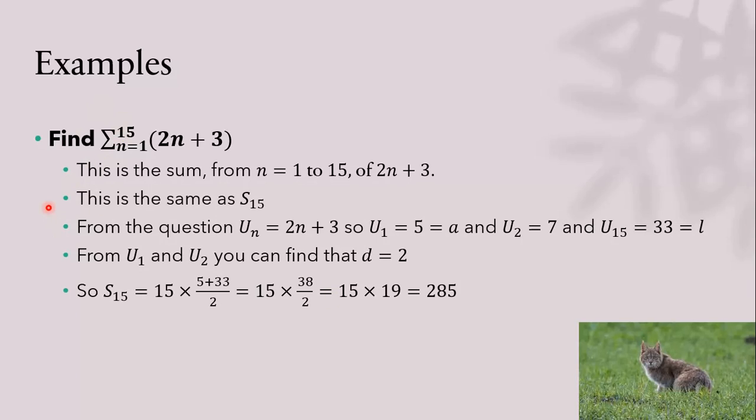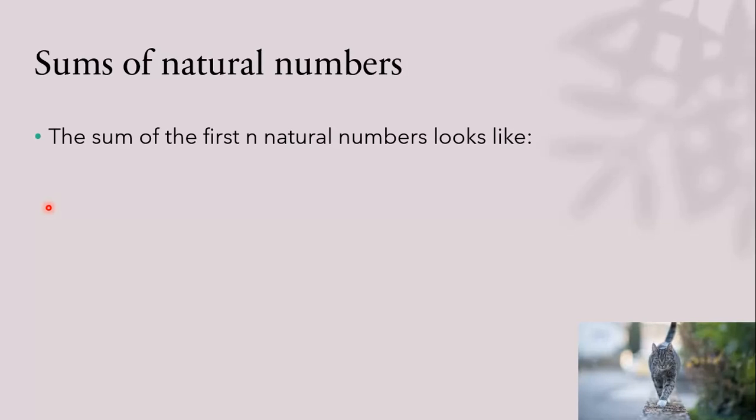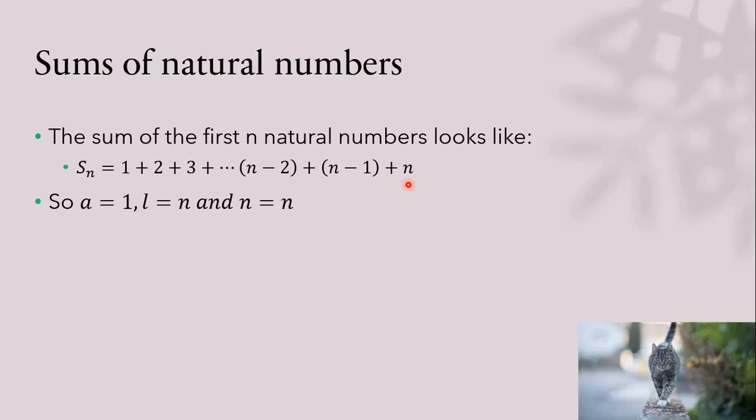Use this symbol. It just means the sum from the bottom number to the top number. Sums of natural numbers. Now, natural numbers, I don't know if you remember, are the positive integers. So the sum of the first n would be 1 plus 2 plus 3 and so on until you get to n, whatever the nth natural number is. So in this case, A equals 1, L is n, and n is n.